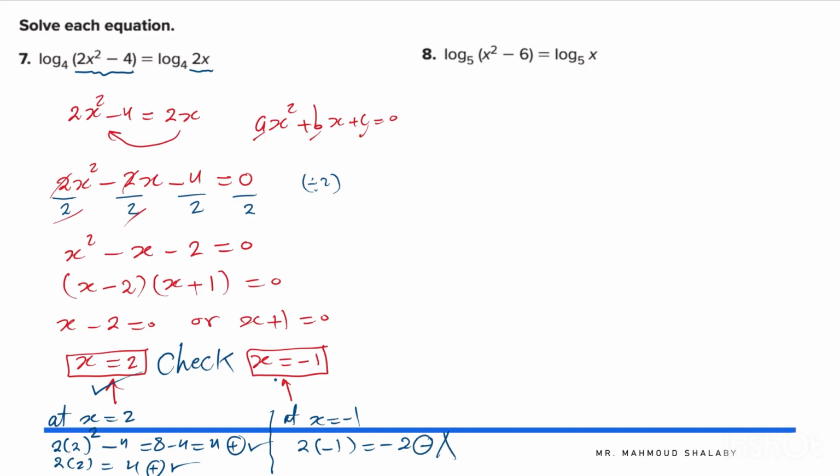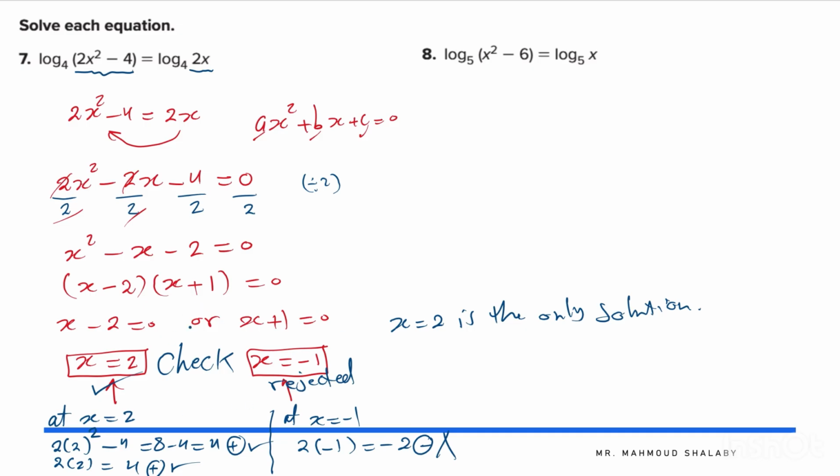So I will go under this solution and write rejected. So this solution is rejected, which means in this case I will write that x equals 2 is the only solution for this equation. So you will take the mark by showing, even if you just write accepted, or put a tick, and write here rejected, and that x equals 2 is the only solution for this question. In this case, you will take the full mark.